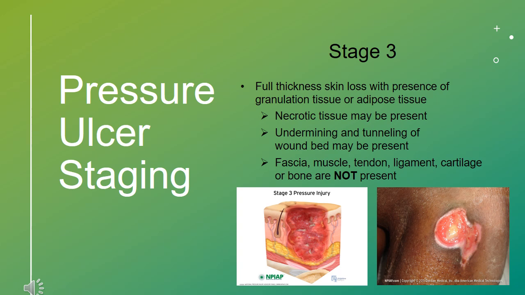Undermining is the existence of a pocket-like presence under the wound edges, often caused by shearing. Tunneling is a channel-like passage that extends from the wound bed into deeper tissue. Stage 3 pressure ulcers do not have presence of fascia, muscle, tendon, ligament, or cartilage.